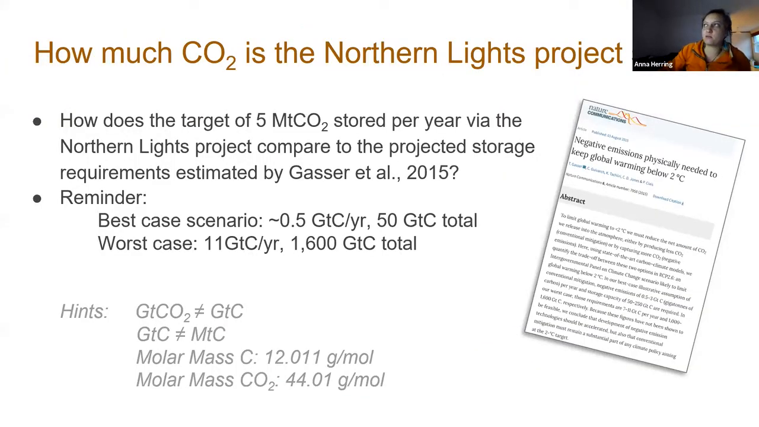Okay, so I want to just walk through the question though of how much CO2 the Northern Lights project is going to be storing relative to what we know is necessary. So I just want to walk through a quick example calculation comparing that 5 megatons of CO2 per year to the values from this 2015 paper.